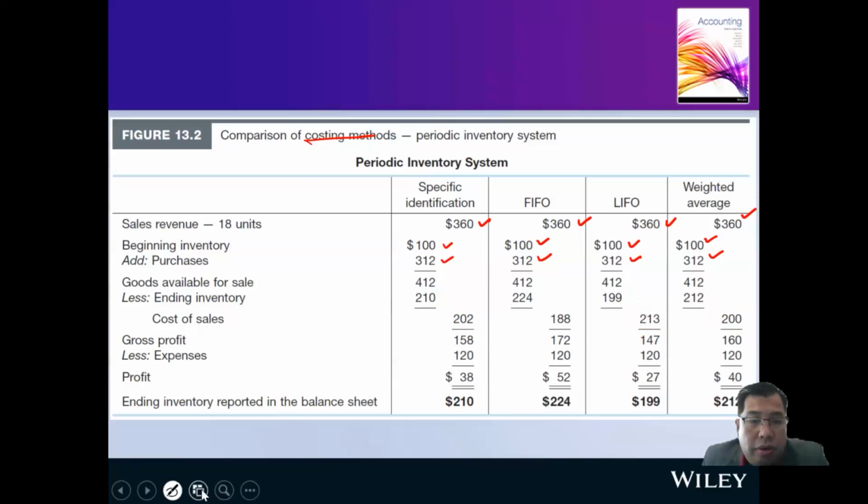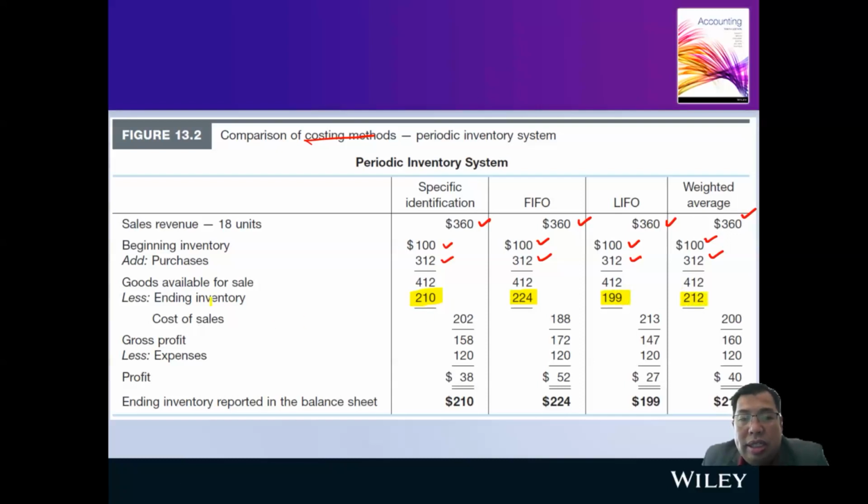Yeah, let me just go back to you. The ending inventory, if you use specific identification, maybe 210. If you use FIFO, 224. If you use LIFO, 199. And if you use the weighted average method, it is 212.